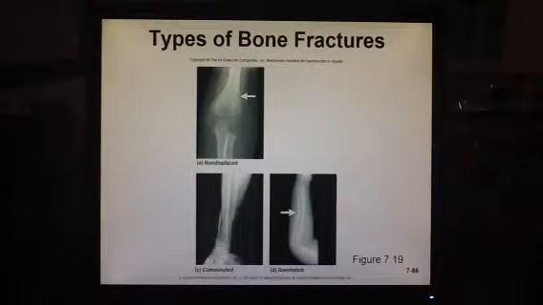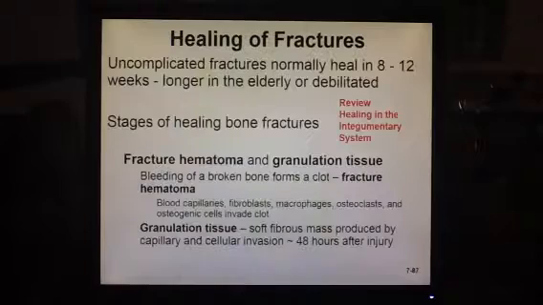I will say, depending on what book, resource, or video you use, you can find multiple names for the same kind of fracture. So we're going to stick with the ones that are in the book. That's what I would be using for your types of fractures. An uncomplicated fracture would normally heal in 8 to 12 weeks, but if you're elderly or debilitated, it might be longer than that. And so then we're going to focus on the stages of these fractures.